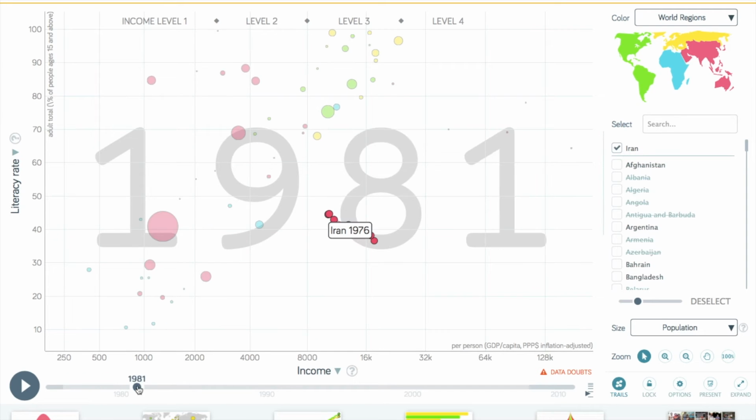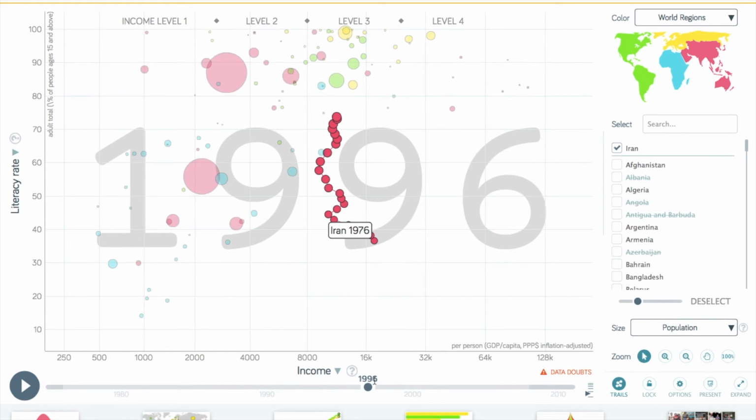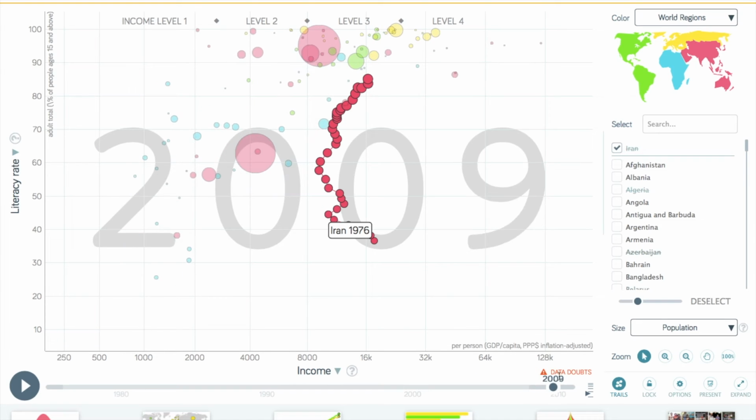make. However, for Iran, that is not the case. Here you see that in the 1980s, while there is an increase in literacy rate in Iran, there is also a decrease in income, which is inconsistent with the rest of the data.